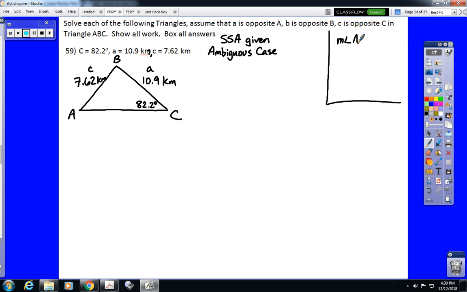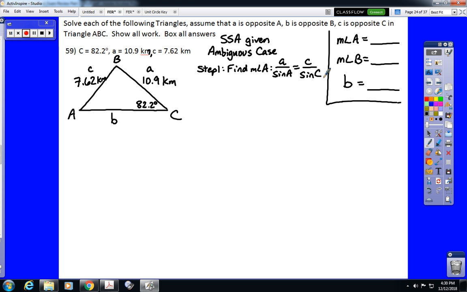We need to find the measure of angle A. We need to find the measure of angle B. And we need to find the side length little b, which would be the bottom of the triangle over here. So again, we've done a couple of these already. We have to start by finding the measure of angle A, which we're going to do using the law of sines. a over the sine of A equals c over the sine of angle C. So that would be 10.9 divided by the sine of angle A, which we don't know, equals 7.62 divided by the sine of 82.2.